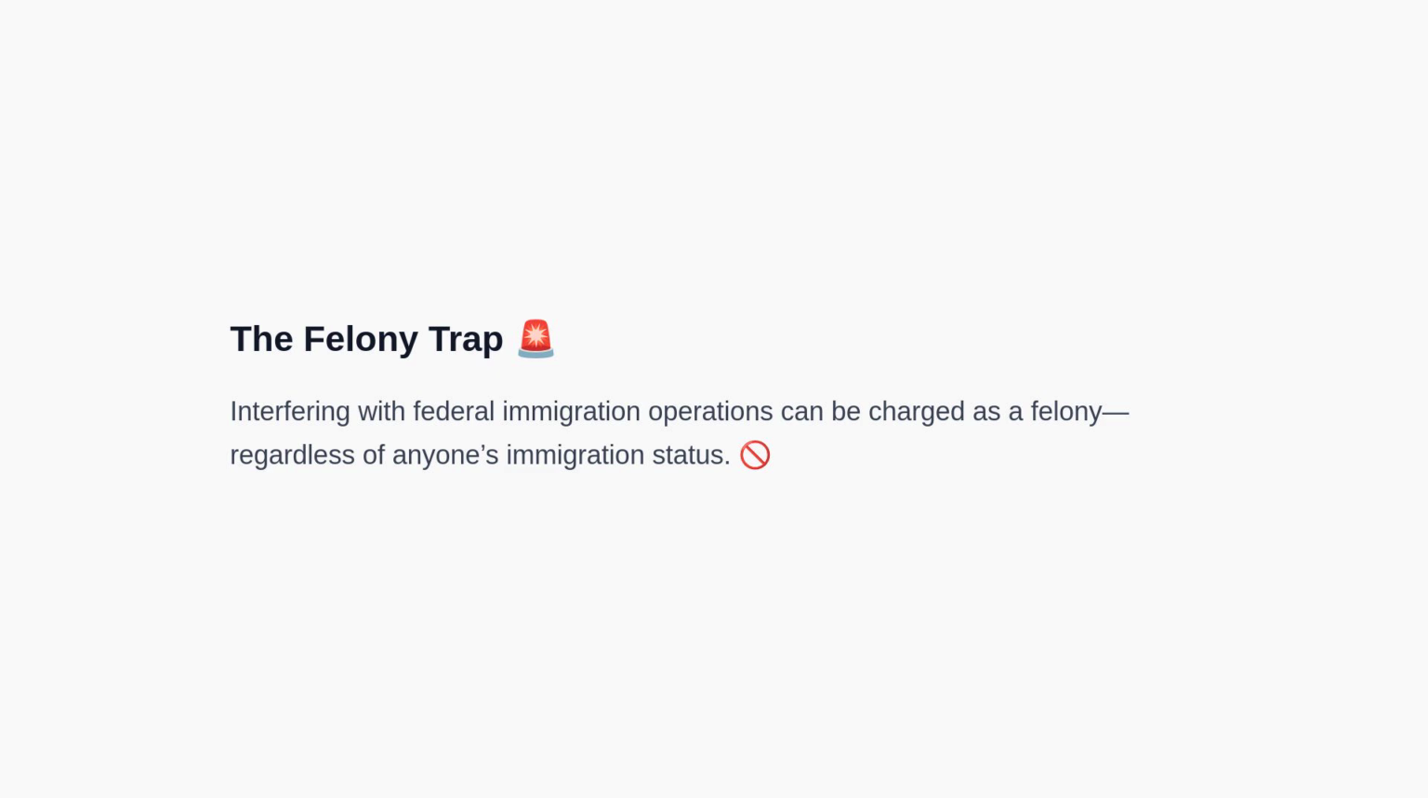Now, we need to address obstruction. Federal immigration enforcement is a law enforcement agency. Interfering with its official duties can constitute a felony. This risk exists regardless of whether the person being detained is a United States citizen or a non-citizen. Well-intentioned spouses, friends, or bystanders who try to intervene physically or block officers can be arrested and prosecuted.